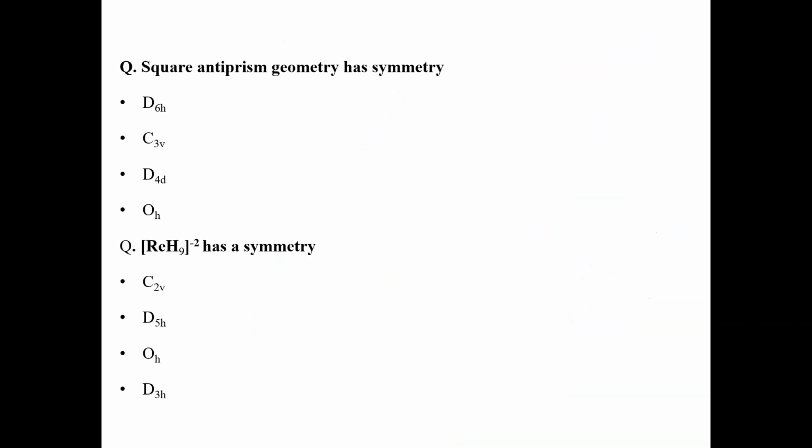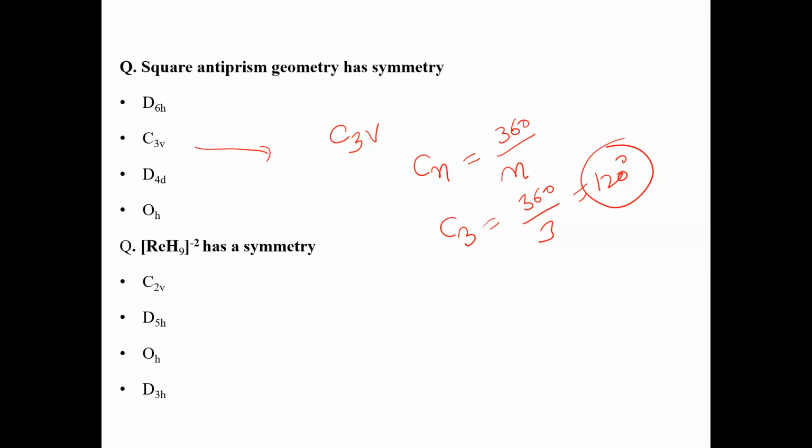Moving forward to the next two. These two questions are related to the point group. What is a point group? Point group basically tells us about the geometry. Let's say you have a C3v. C3 means the formula is 360 divided by n. If you have a C3 symmetry, that is 120 degrees. What does that mean? If you rotate any molecule by 120 degrees, you will get the same structure.